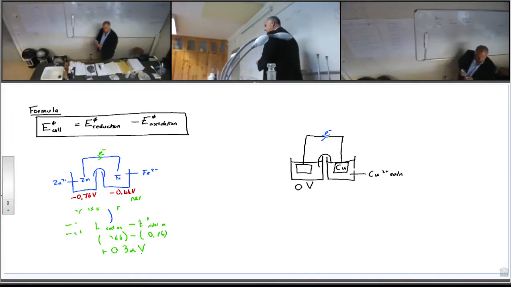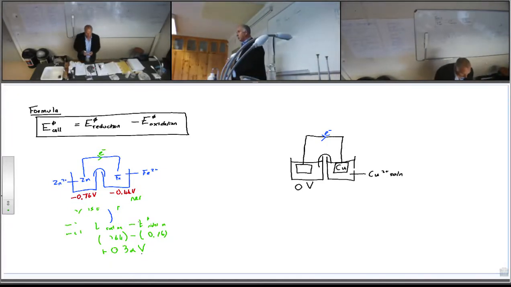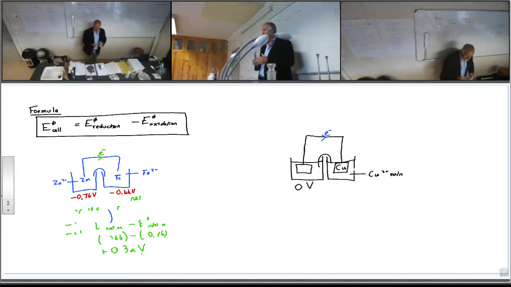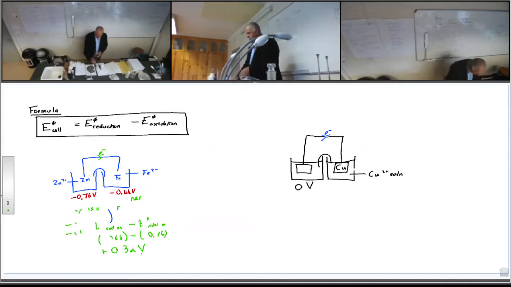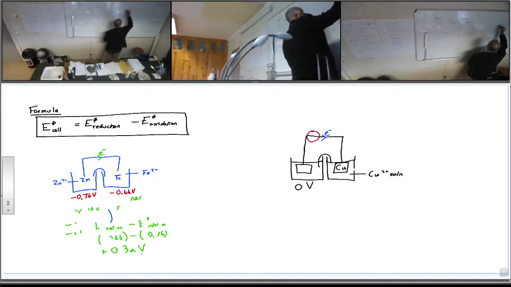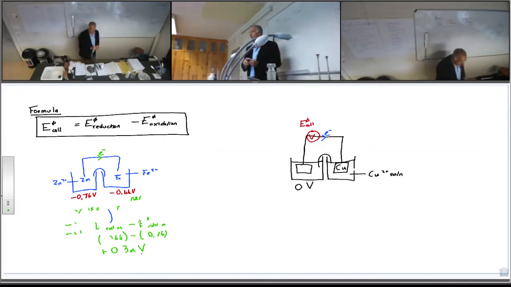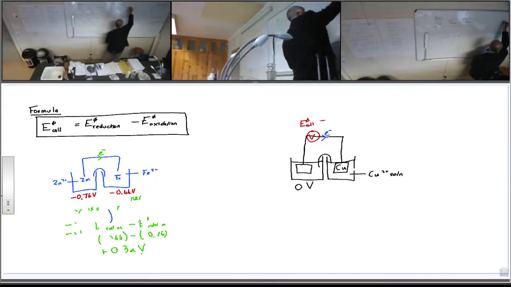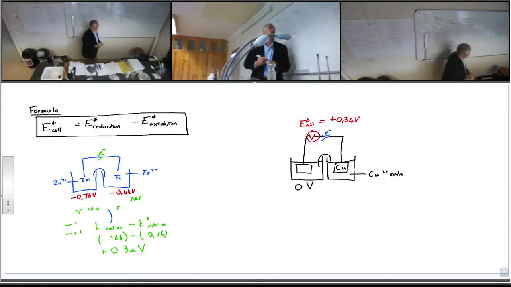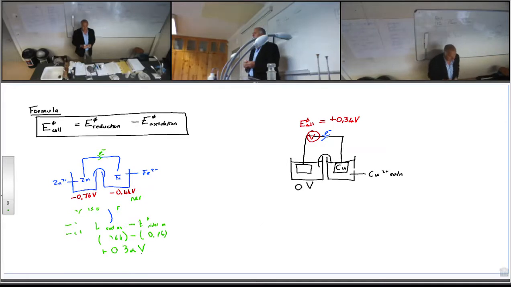Now, what does that tell you? Copper is pulling more strongly or less strongly than this half cell? More strongly, okay? So they go and put a voltmeter in there, which is really measuring the E naught for the cell. Do you agree? And they get a value of plus 0.34 volts.